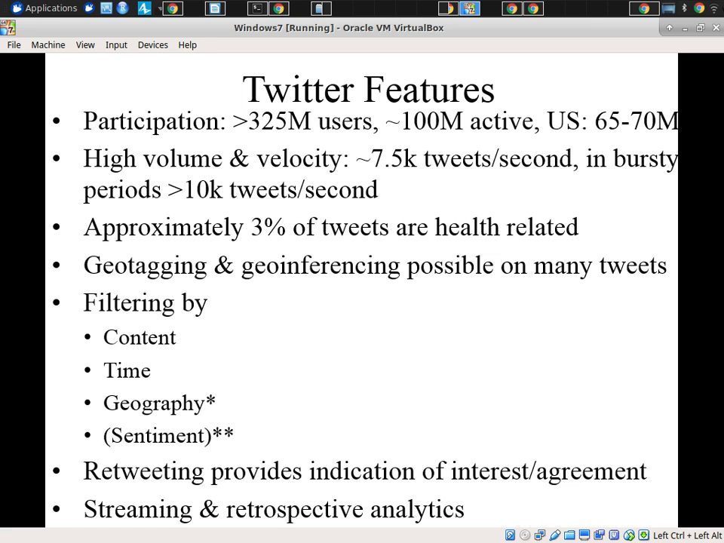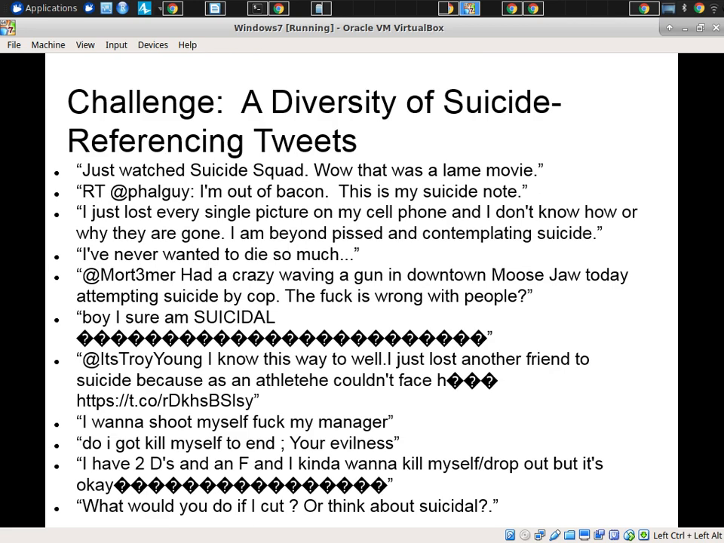You can filter tweets as they come in by content, by time, by geography, and very crudely, and I'm not even sure I want to say this without a giant caveat, by sentiment. You know, is it like vaccinations or dislike vaccinations, what have you? Maybe it's anger at people who oppose vaccination, and it comes out as a negative sentiment. It doesn't necessarily mean it's against vaccination, and it's fairly crude. Retweeting provides some indication of interest or agreement or at least assessment of significance and probably support. And you can do streaming analysis as well as some retrospective analysis.